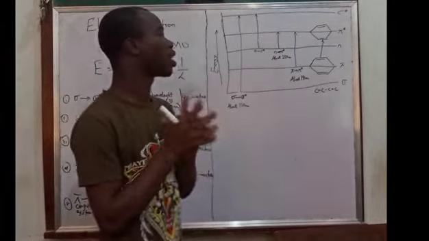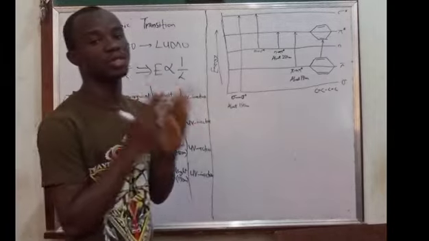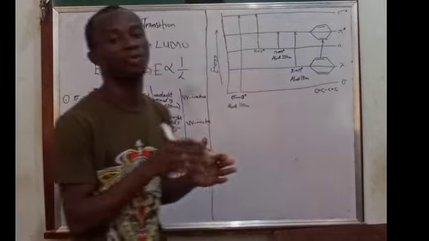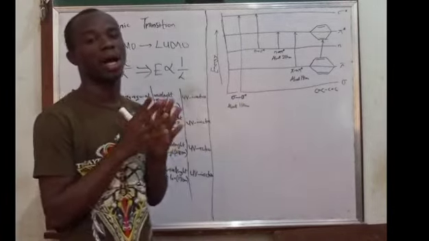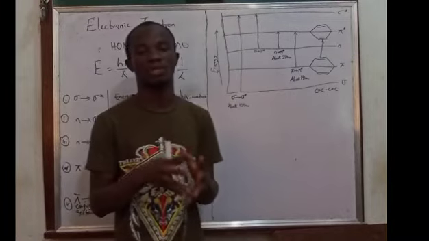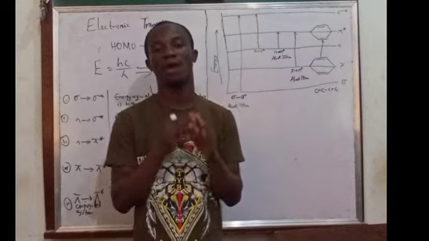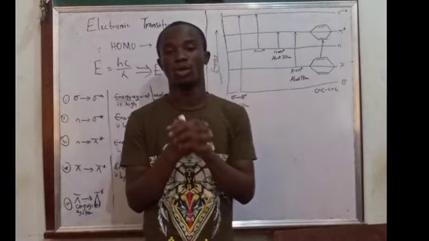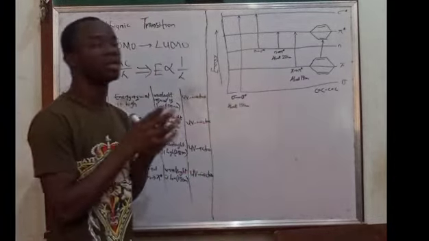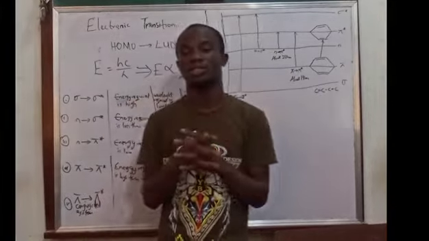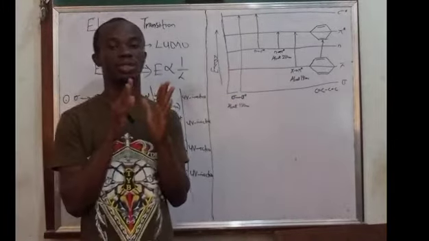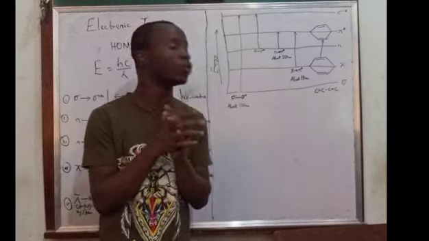The pi to pi star transition that occurs in a conjugated system is different from the one that we have in an unconjugated system. I believe in the video before this one, I've also tried to explain what a conjugated system means, which implies that you have a single bond between two double bonds. So in a conjugated system, the kind of pi to pi star transition you are going to have is different from the one you will have if there is no conjugation.